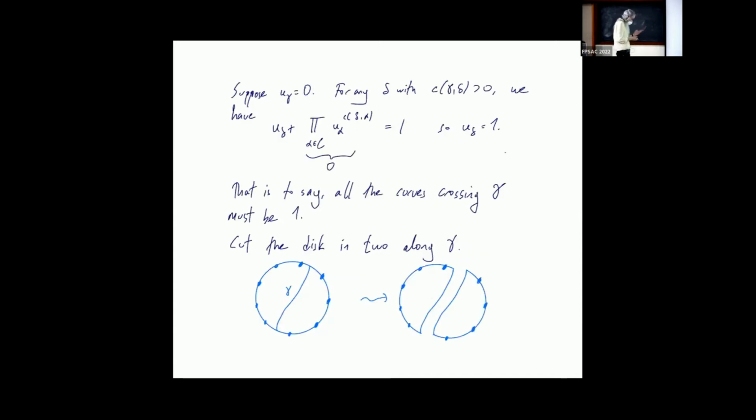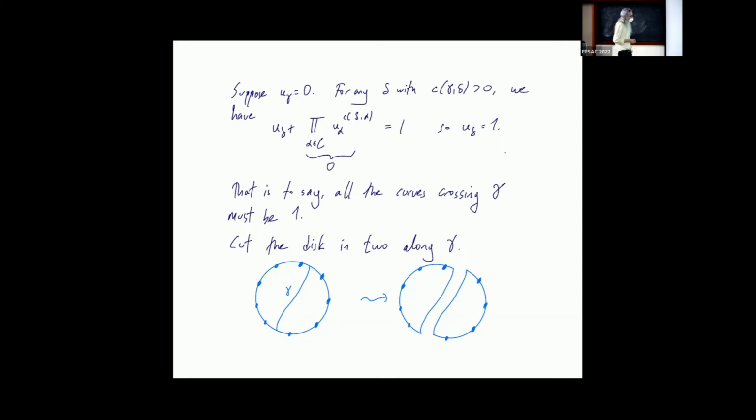Okay. So again, suppose u gamma is 0, and let's think about what happens for any delta that crosses gamma. We have the u delta equation, which says u delta plus a product of a bunch of u alphas equals 1. But u gamma appears here because delta and gamma cross. And we said that u gamma is 0. So this product is 0. So as soon as we know that u gamma is 0, we actually know that u delta is 1 for any delta that crosses gamma.